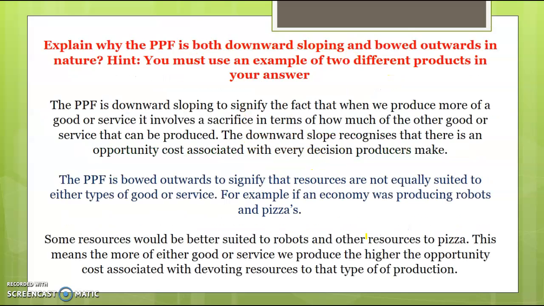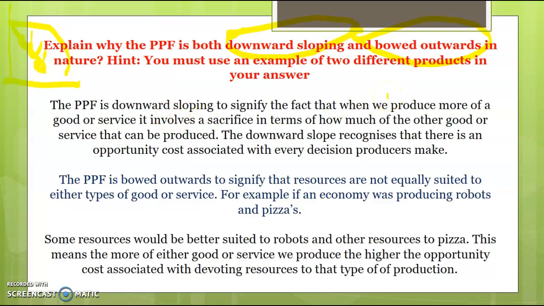Explain why the PPF is both downward sloping and bowed outwards in nature. This is a question that students really struggled with from a past SAC. And it says use an example of two different products in your answer. So why is it downward sloping and why is it bowed outwards? They're two separate things. You need to address both parts of the question. The first thing, the PPF is downward sloping. What that means is why is the PPF shaped like either that or that? Basically it's saying why do we have to sacrifice one product whenever we make more of another product? And basically the PPF is downward sloping to signify the fact that we have limited resources.